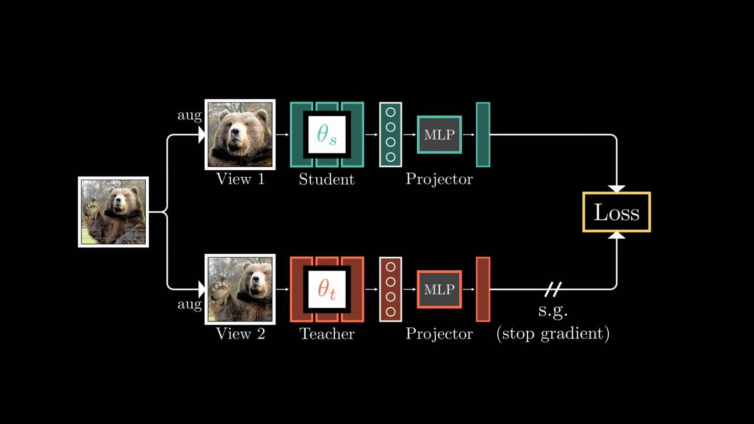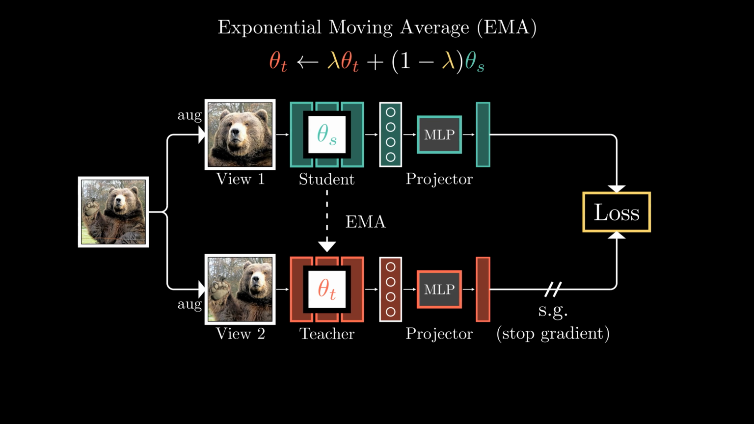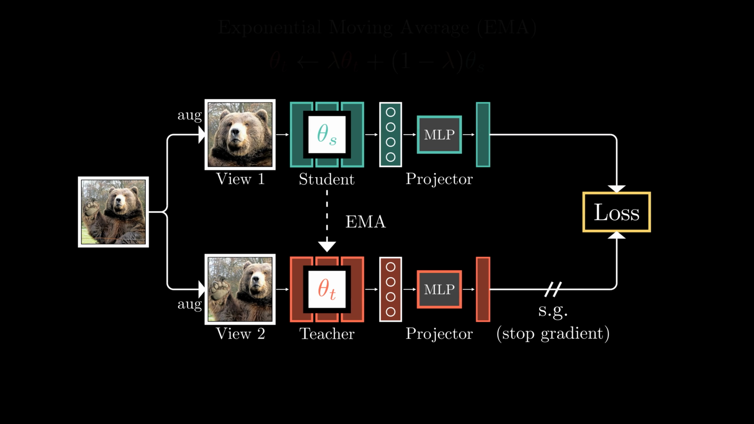We need two asymmetries. First, we update the teacher network as a slow-moving average of the student network, which makes its representations change more smoothly over time. Just as importantly, the teacher branch uses stop gradient, so it serves as a stable target for the student rather than being directly optimized to match it. Stop gradient means we do not update this branch from this loss.